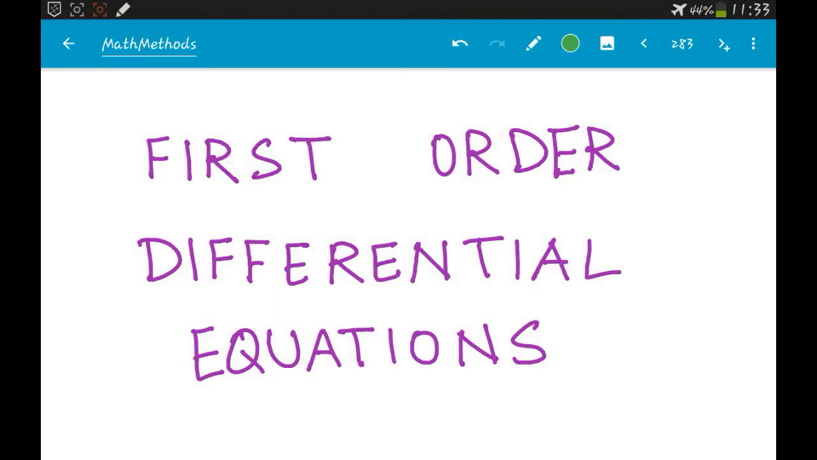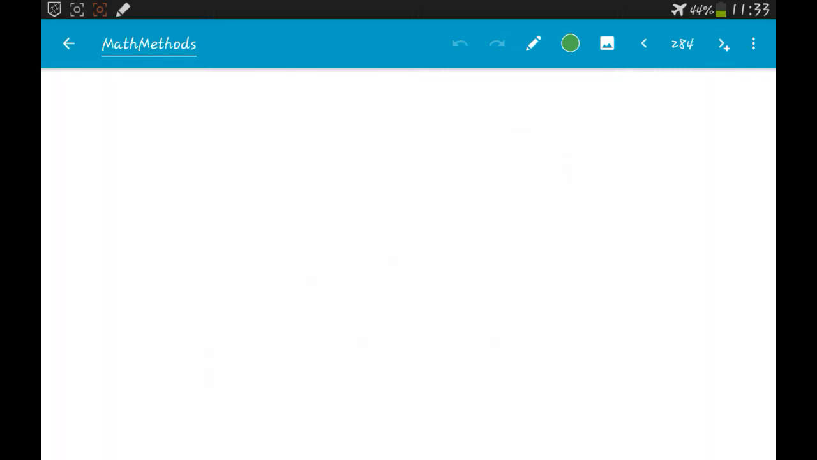In this lecture, we are going to talk about first order differential equations. In the last lecture, we've already seen separable differential equations. Now we will see how to solve first order differential equations. So what is a first order differential equation?